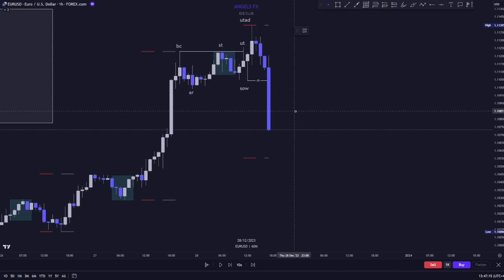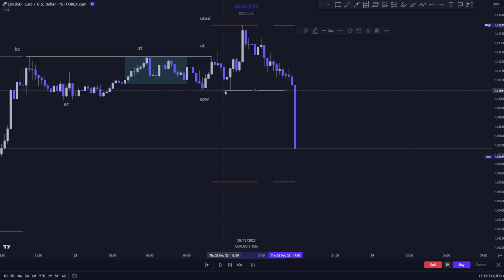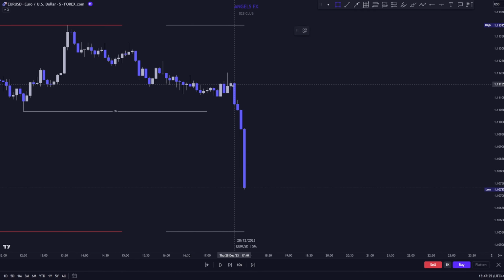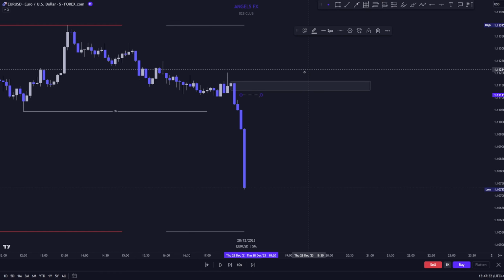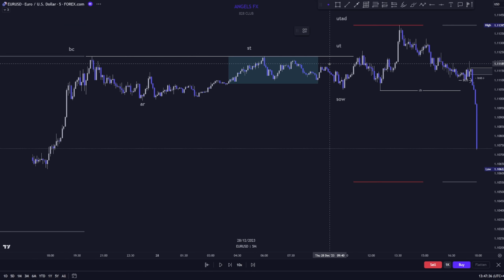And now I need to see some lower time frame supply zones. So we can go to 15 minutes or 5 minutes. Let's go to 5 minutes. Boom, we have this beautiful supply zone. We have our imbalance and price broke this structure, broke this structure, beautiful.